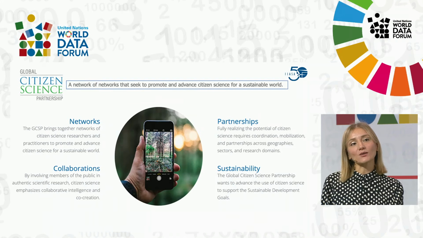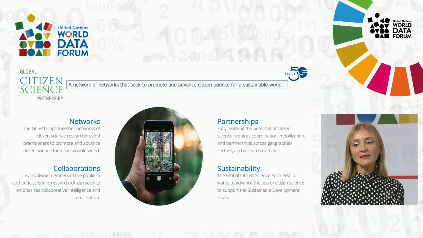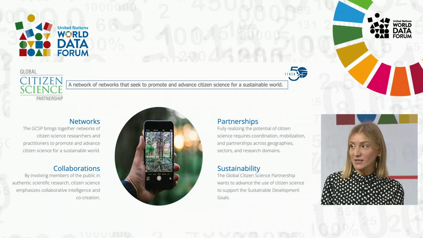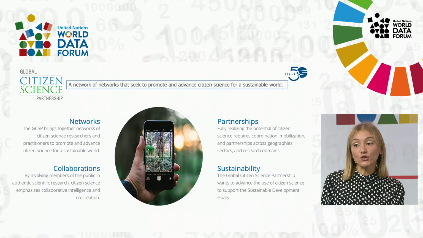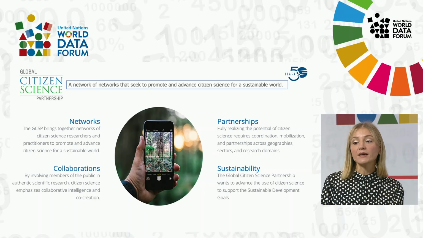So what is this Global Citizen Science Partnership about, very briefly? It's about networks. It brings together the networks of citizen science researchers and practitioners to promote and advance citizen science for sustainable development. And it's about partnerships, because to fully realize the potential of citizen science, we need to coordinate, we need to mobilize action, and we need partnerships all around the globe and also in different domains, research areas, and sectors.